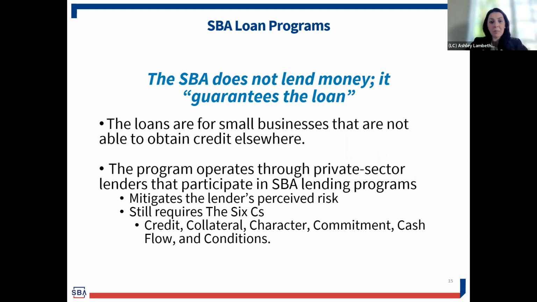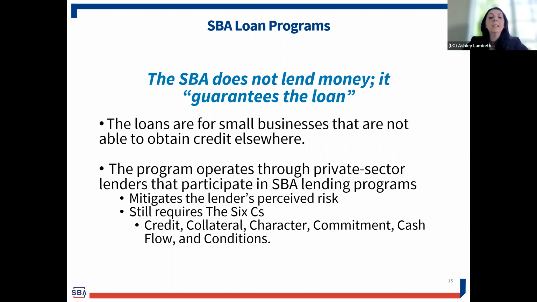So how does the SBA play into all of this? One of the confusing parts is that the SBA does not lend money directly. The only time that we lend money directly is in cases of emergency or disaster, like you may have been seeing with the economic injury disaster loans, or EIDL loans. That's the only time that the SBA is going to lend directly. Other than that, the SBA lends through third-party banks, and what the SBA does is we guarantee the loan.